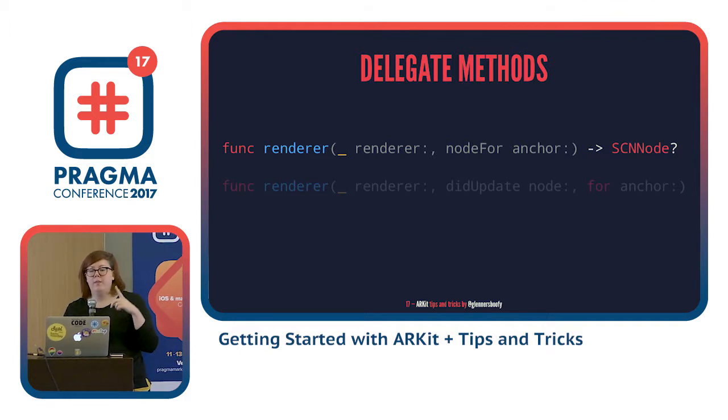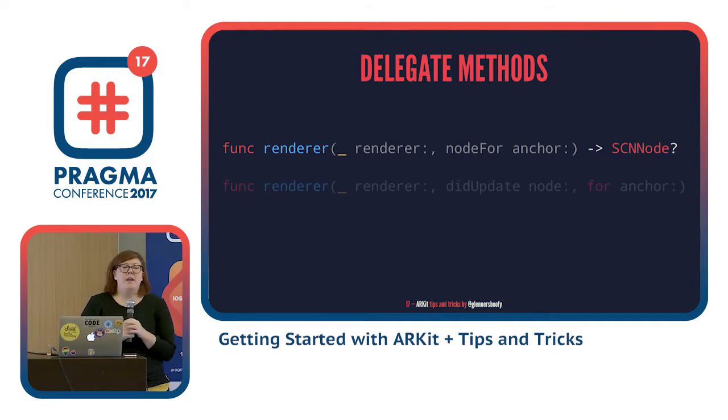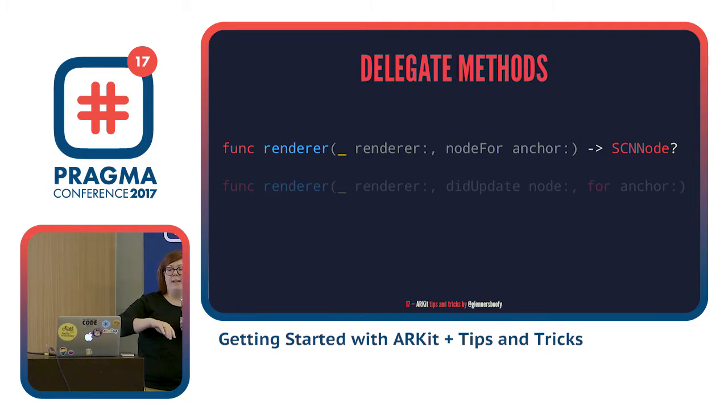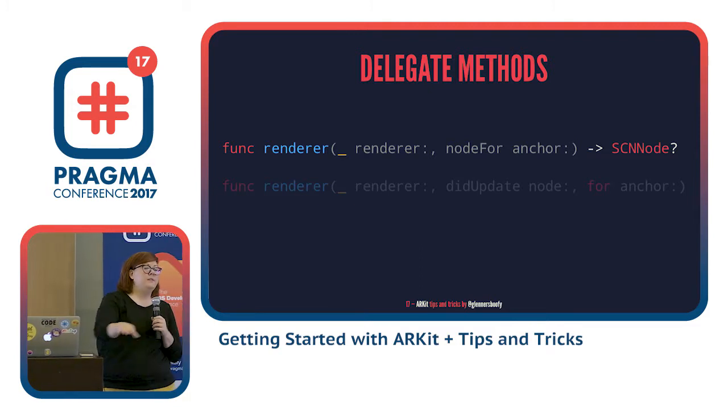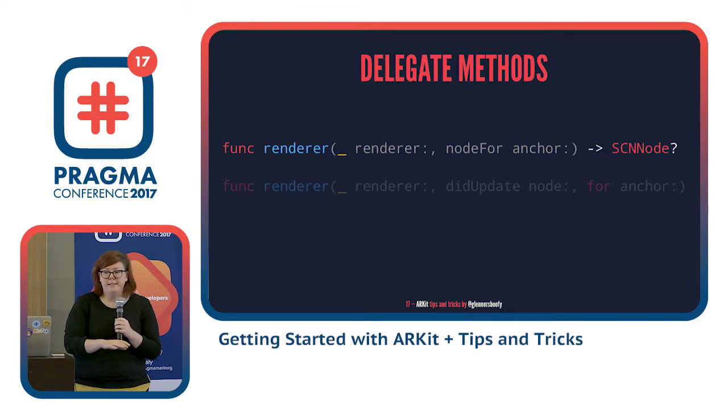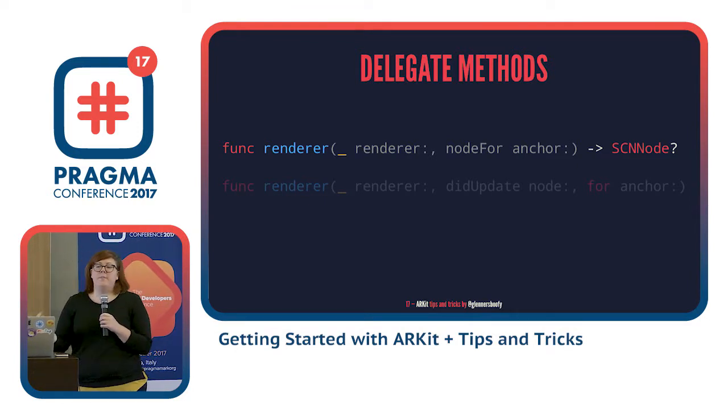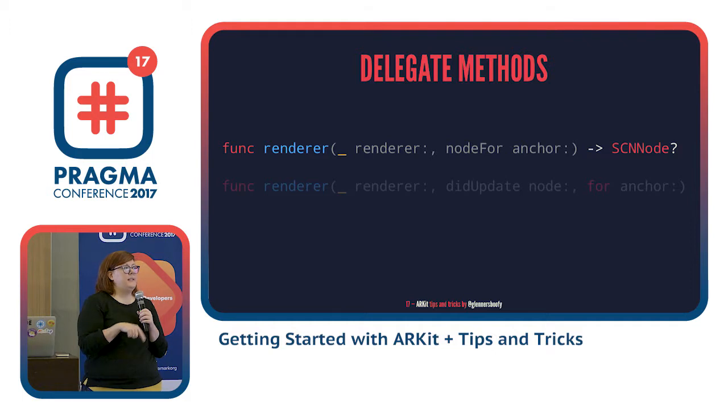So the important one, or one of them, is whenever it detects a plane, it will call back and say, hey, do you have a node for this plane that I detected? And so basically in this method, you create a scene node and then you say, hey, put that there on the anchor.